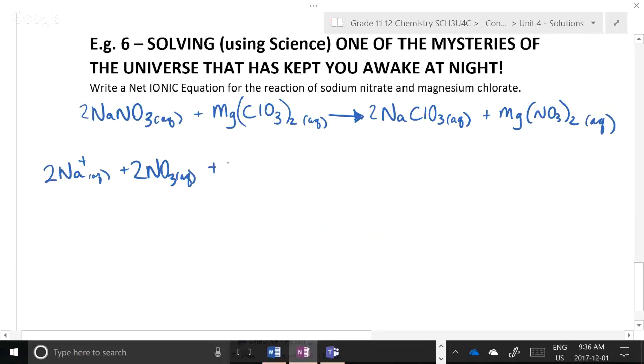Okay, and then we have Mg2+ ions. And how many chlorate ions do I have here? How many ClO3s? 2 ClO3s, cool. All right, and then on this side, what do I have? I got 2 sodiums. I've got 2 chlorates.